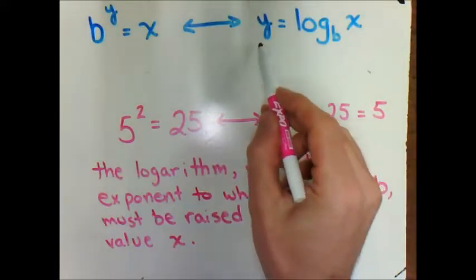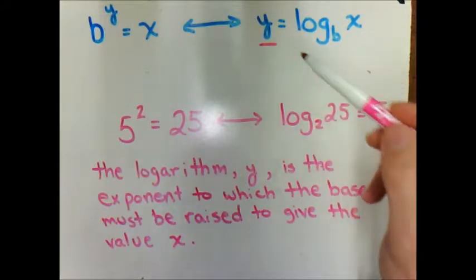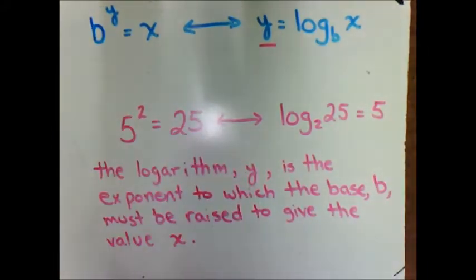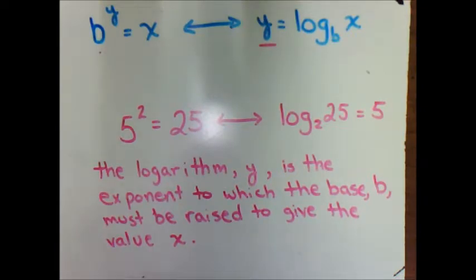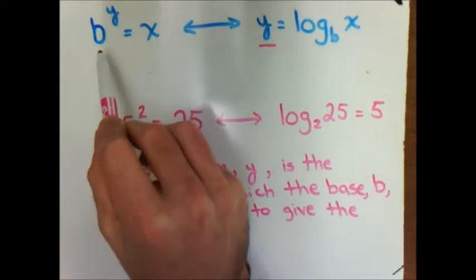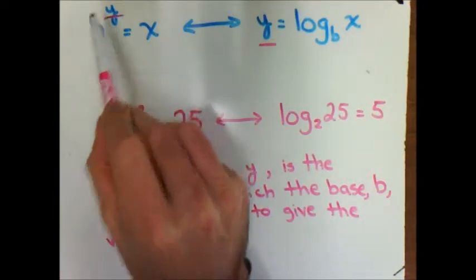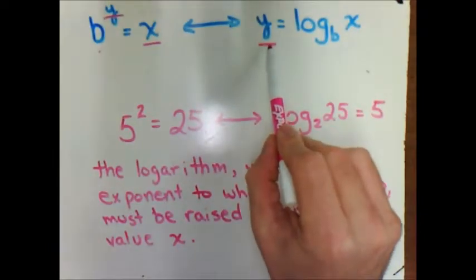Y here is called the logarithm. So the logarithm y is the exponent to which the base b must be raised to give the value x. So b is raised to a certain exponent, and it gives the value x. Y is that exponent.